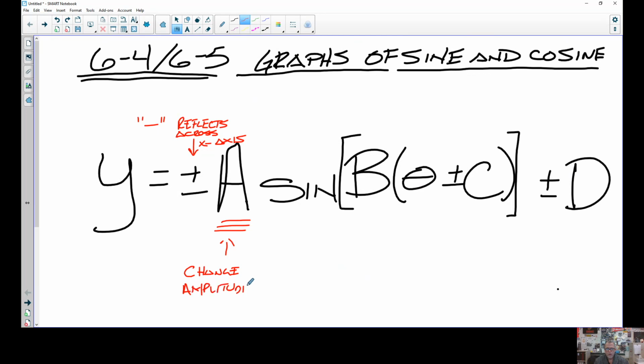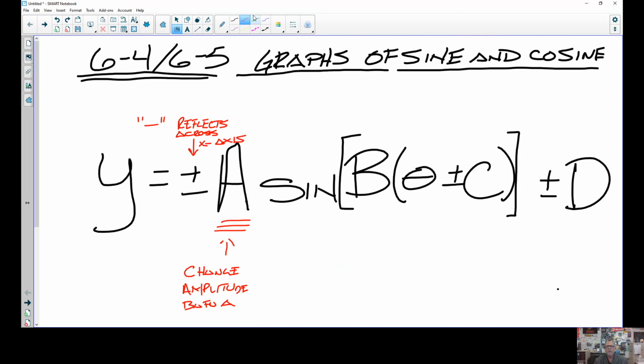If you want to, you could say by a factor of A. Right? A is multiplying it, so it's going to become A times that. And most of our sine and cosine have one as the amplitude, so it's A times 1. So it becomes A as the amplitude. So it's going to change the amplitude.